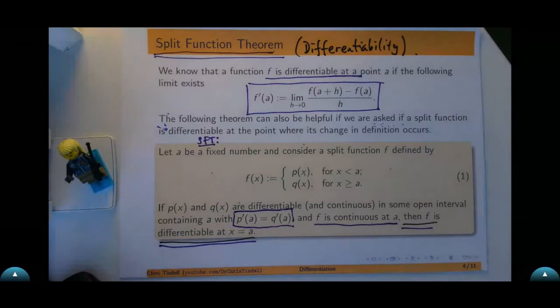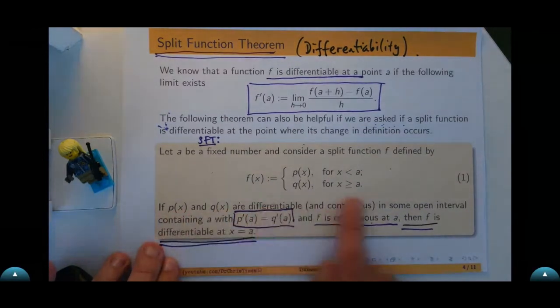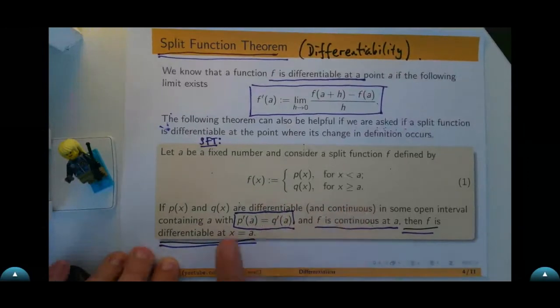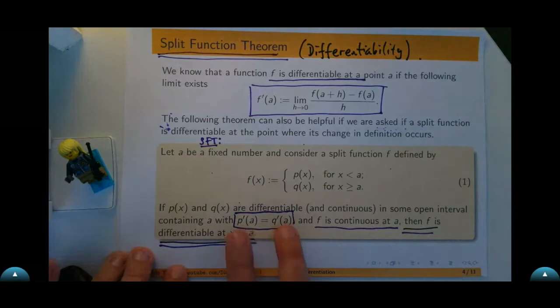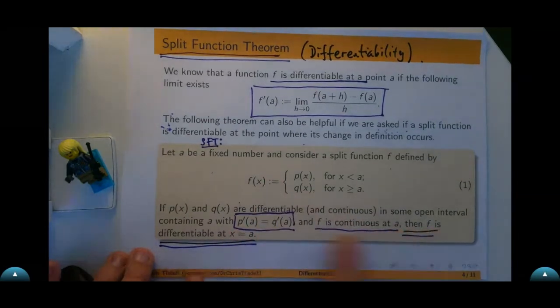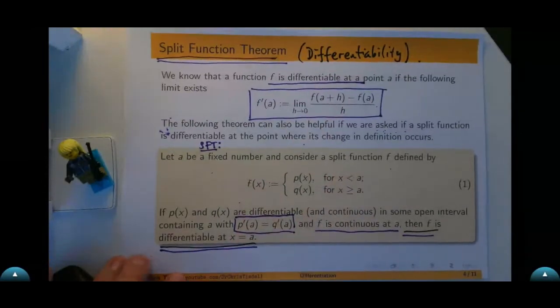That's quite a significant theorem, so let me just repeat that. You've got two functions, and you're assuming they're differentiable and continuous, right? Because differentiability assumes they're continuous. And in particular, that these two derivatives are equal. If that's true and the function is continuous at A, then the conclusion is the split function is differentiable at A. So this is quite a difficult theorem.